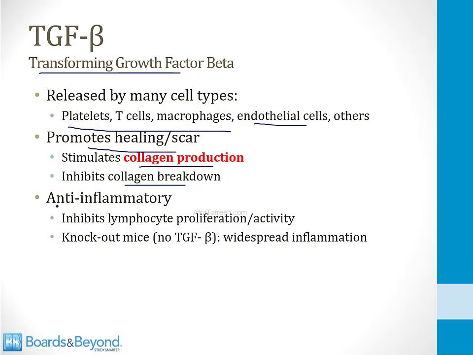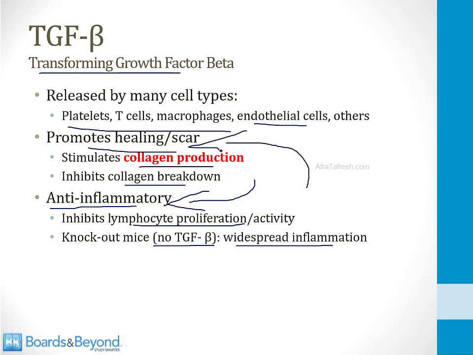Its second major role is as an anti-inflammatory. It can inhibit lymphocyte proliferation and activity. And one of the ways we know this is there have been a number of knockout mice studies. These are studies where mice are bred with no gene for TGF-beta, and what happens to these mice is they suffer from widespread inflammation. So that's how we know that it's a very powerful anti-inflammatory in addition to its role at promoting healing and scar formation.